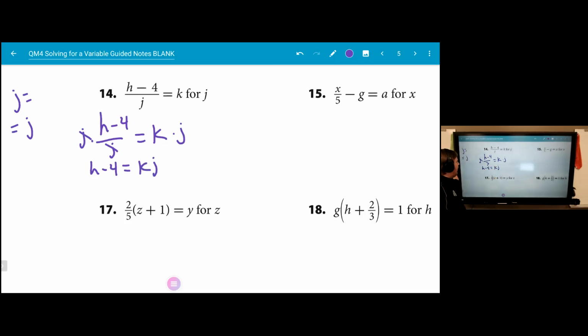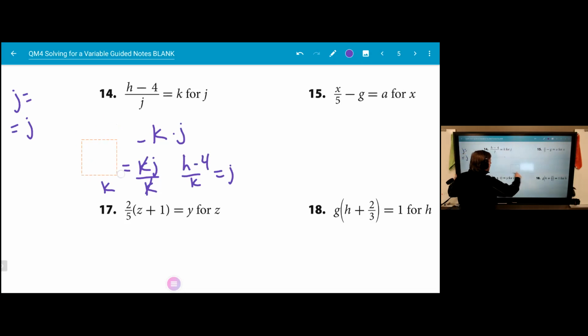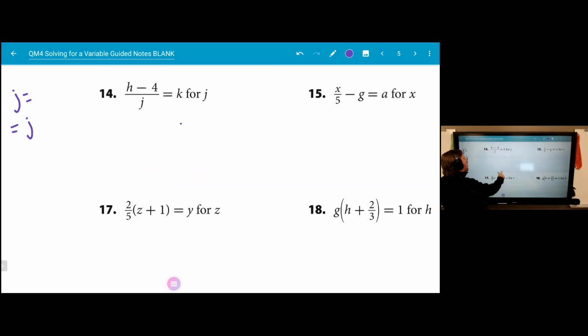And now I've just got a one-stepper. If I divide both sides by k, that simplifies to 1j. So h minus 4 divided by k equals j. But there's got to be other ways to do this. There absolutely are.